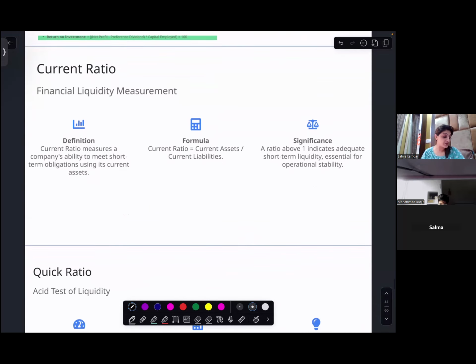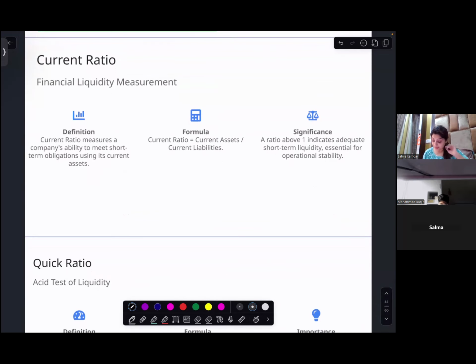The first one is your current ratio. What is current ratio? When I talk about current ratio, it is current assets over current liabilities. It measures the short term solvency or short term liquidity of the company, and your ideal current ratio is 2 is to 1.